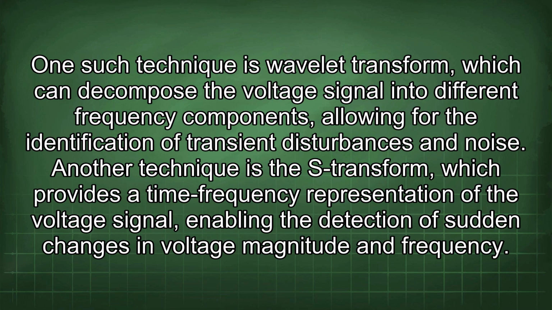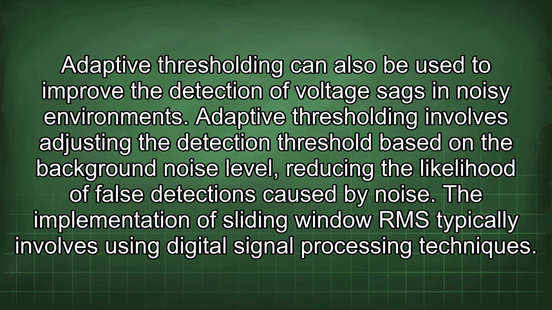One such technique is wavelet transform, which can decompose the voltage signal into different frequency components, allowing for the identification of transient disturbances and noise. Another technique is the S-transform, which provides a time-frequency representation of the voltage signal, enabling the detection of sudden changes in voltage magnitude and frequency. Adaptive thresholding can also be used to improve the detection of voltage sags in noisy environments. Adaptive thresholding involves adjusting the detection threshold based on the background noise level, reducing the likelihood of false detections caused by noise.